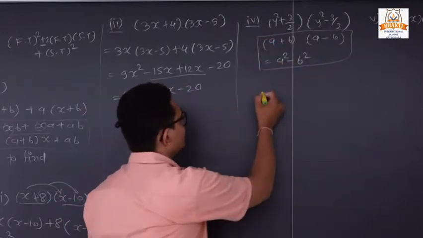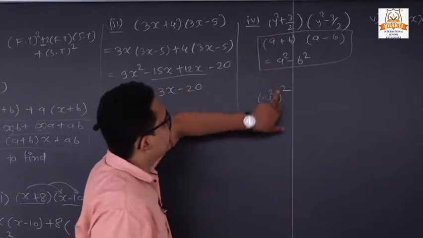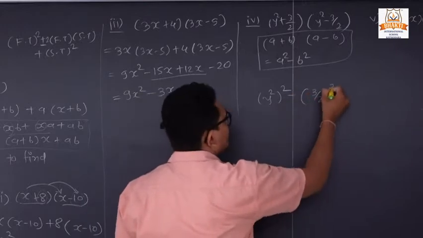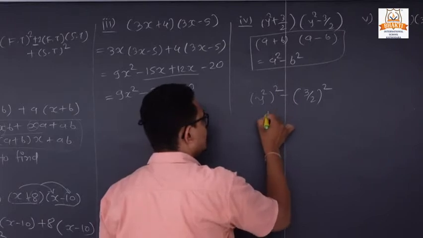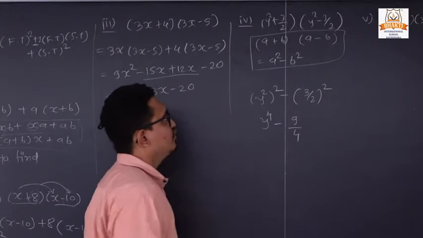So now a square. What is our a? y square. And what is our b? 3 by 2 all square. So square of 3 by 2 is 9 by 4, so 2 into 2 is 4, and 3 square is 9. So it is 9 by 4.